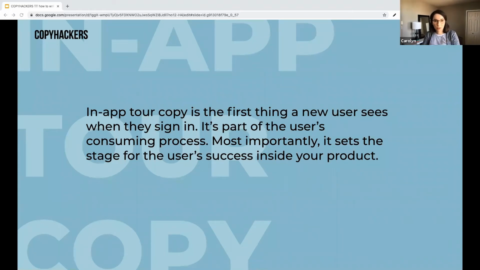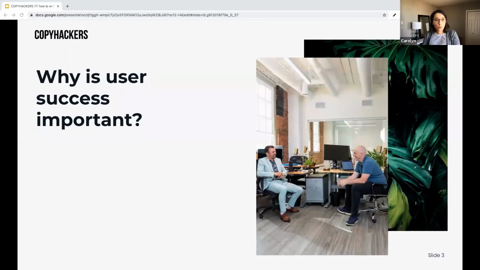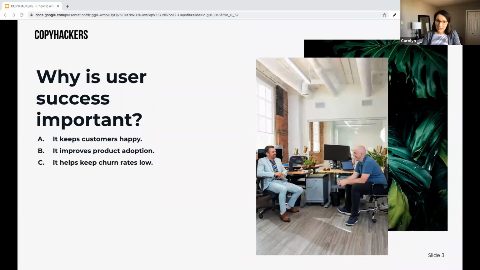So quick poll. Why is user success so important? You can chat your answer. There's five different options. A, it keeps customers happy. B, it improves product adoption. C, it helps keep churn rates low. D, it helps your business increase revenue. Or E, all of the above.